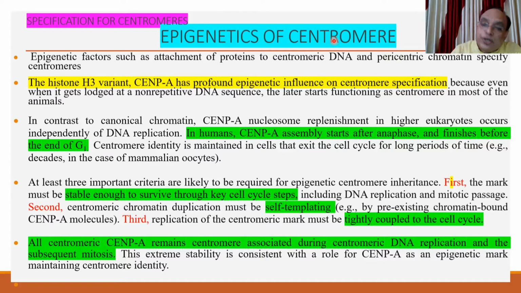Even if there is a stretch of satellite DNA, even if it is being flanked by the pericentromeric heterochromatin, if CENPA, that is the centromeric protein A, does not get attached to that particular DNA, it will not function as a centromere. So the attachment of centromeric protein A to the satellite DNA, which is to act as the centromere, that is the centromeric DNA, specifies that particular stretch of DNA to act as centromere.